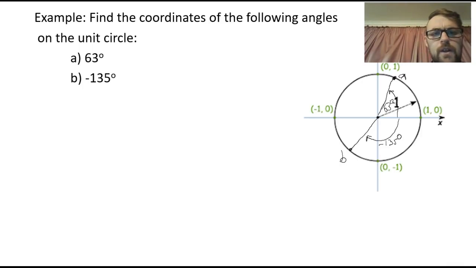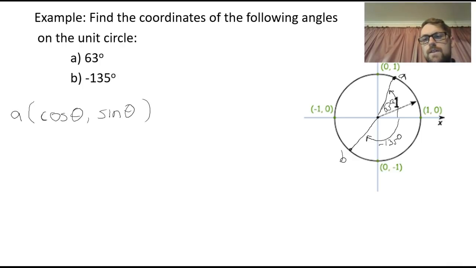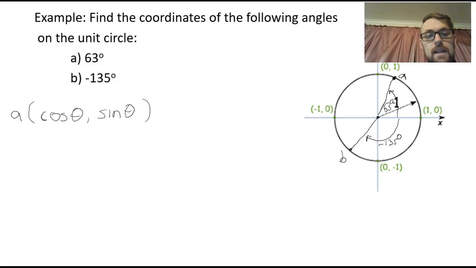So the coordinates for A are, remember from our previous slide, cosine of our angle, and then sine of our angle for our Y coordinate. So what we need to do is just put this into our calculator. So the coordinates of A equals cosine of 63 degrees and sine of 63.